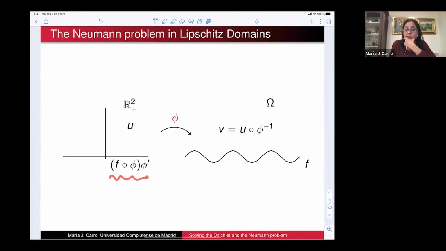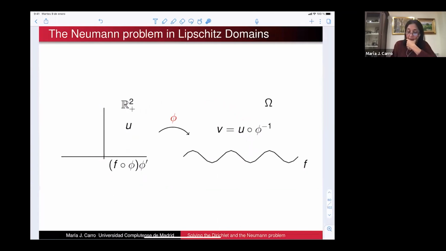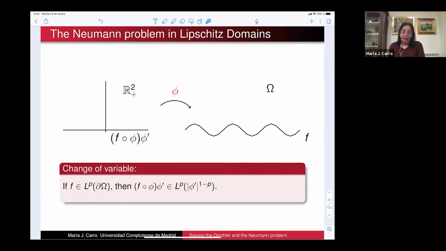Okay, so if we consider this function here, what we are going to do is solve the problem here, and when we solve the problem here, we can just make the composition, and it turns out that we have to see that this is the right function. Okay, so this is the scheme that we have to solve. So the first thing is that we have to solve the Neumann problem in the upper half space for that function.